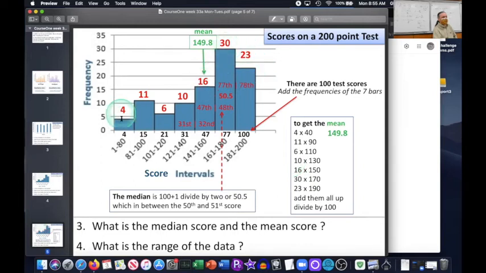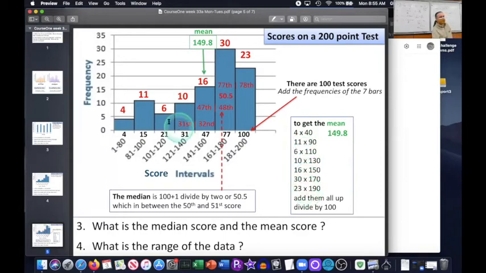So there's 40 numbers between 1 and 80. There's 11 numbers between 81 and 100. 6 numbers between 101 and 120. 10 numbers between 121 and 140. 16 numbers between 141 and 160. And the same thing, 30 numbers between 161 and 180. And 23 numbers between 181 and 200. So that's why I'm doing this math.